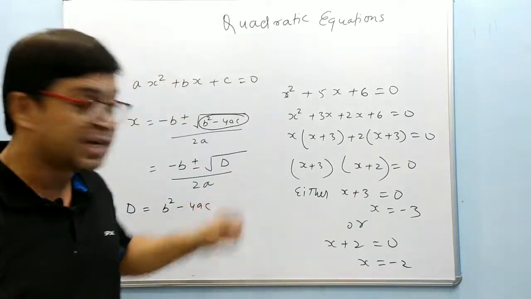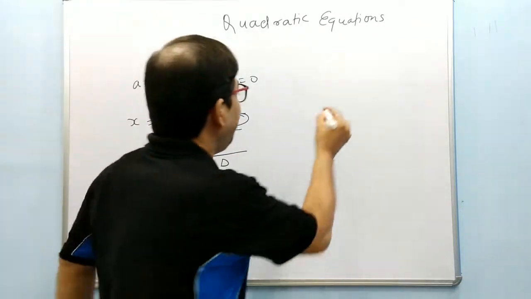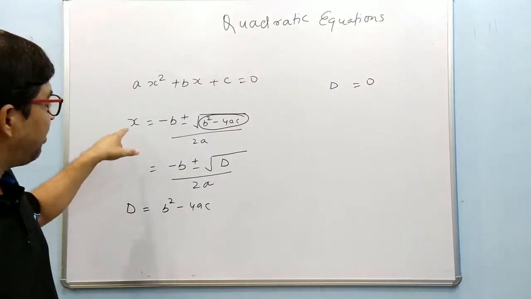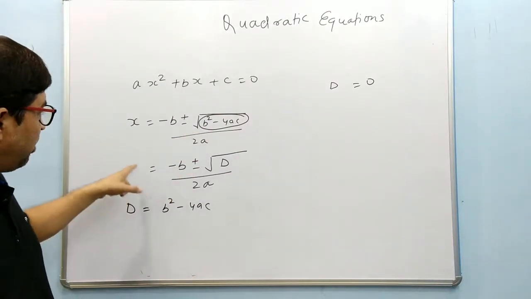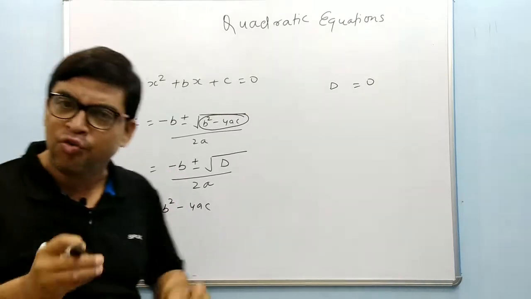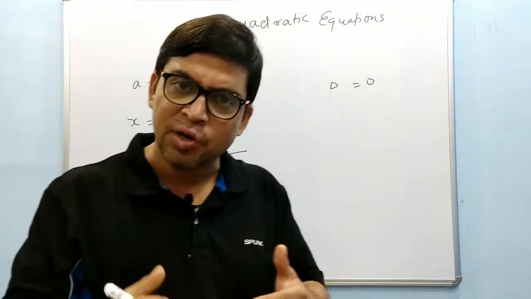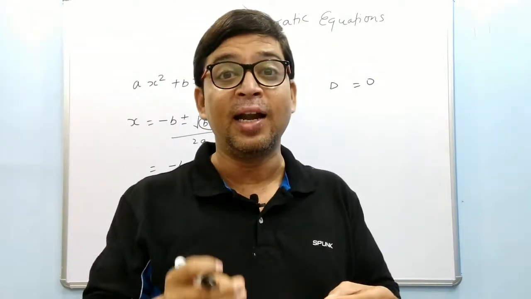I am writing here. If the discriminant is equal to 0, what do we see? We see that D is 0, x is minus b by 2a. That means the roots are real and equal.